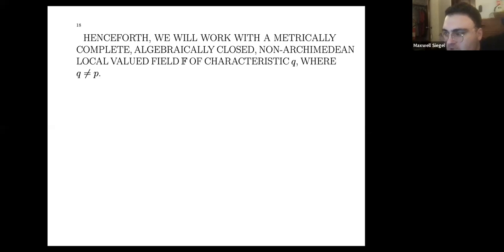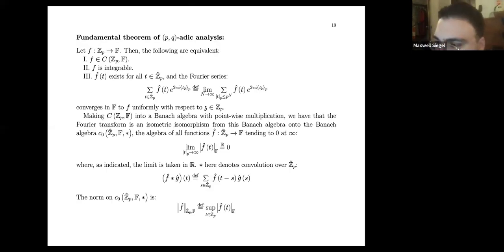Henceforth, we will work with a metrically complete, algebraically closed, non-Archimedean, local valued field, big F, of characteristic q, where q is a prime not equal to p. So I call this next result the fundamental theorem of p-q-adic analysis. Let f be a p-q-adic function, then the following are equivalent. f is continuous. f is integrable. f hat exists for all t, and f has a Fourier series representation that converges to it uniformly everywhere. This is complete insanity.